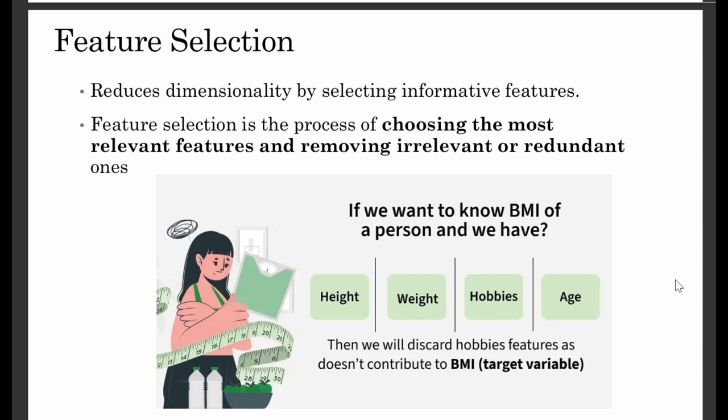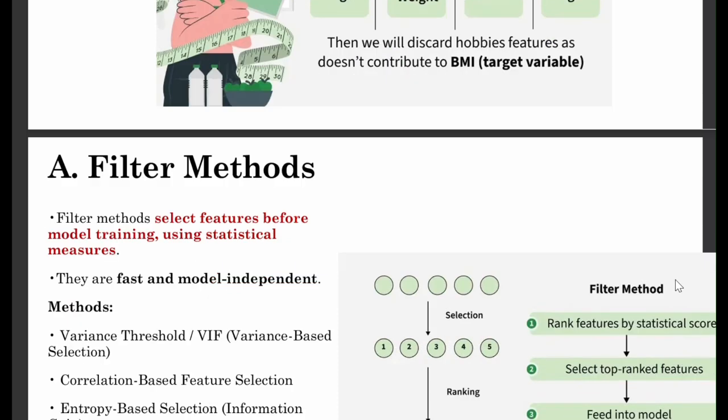Why does this matter? More features don't always mean a better model. In fact, too many features can lead to overfitting, when the model memorizes the training data instead of learning generalizable patterns. It increases the computational costs. The training becomes slower. It introduces the curse of dimensionality. In high dimensional spaces, data becomes increasingly sparse, making it hard for algorithms to find patterns. Feature selection addresses all of these problems. There are two main categories of feature selection methods. Let's start with the filter methods.